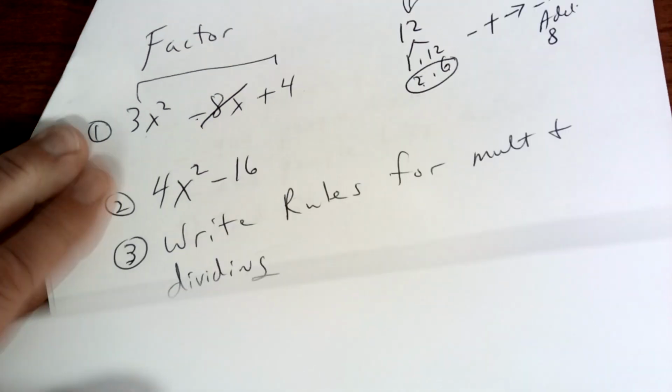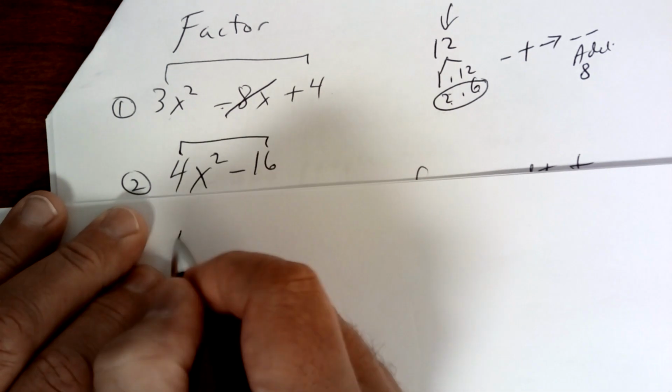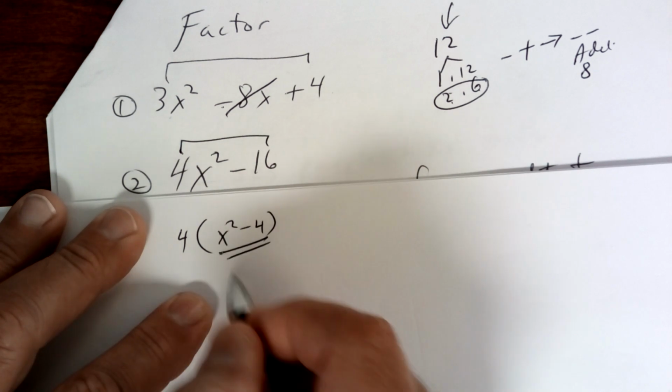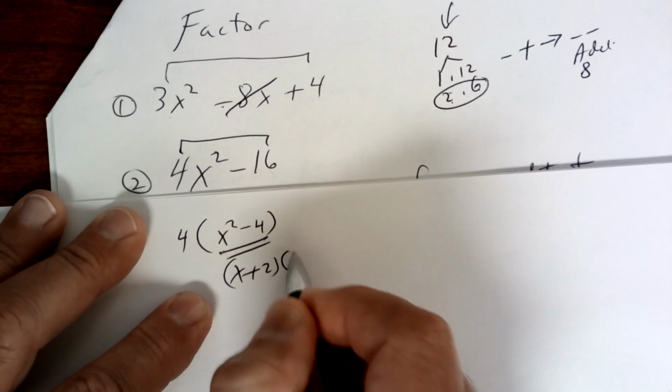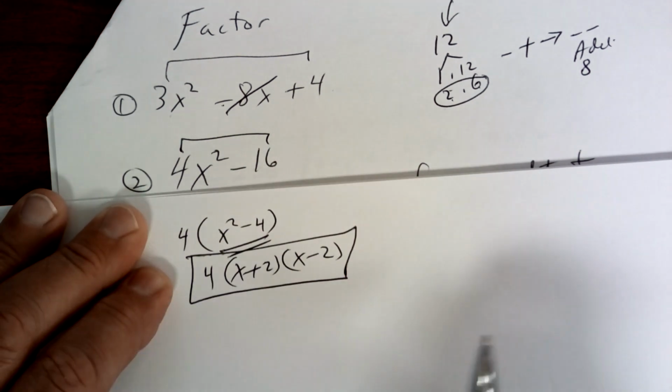Now you were taught this, and this is a review. This one right here is the difference of 2 squares, but you can factor out a 4, and you have to factor out a 4. Once you do that, this becomes x plus 2 and x minus 2. And there's your answer. If you leave that 4 off, it is wrong.